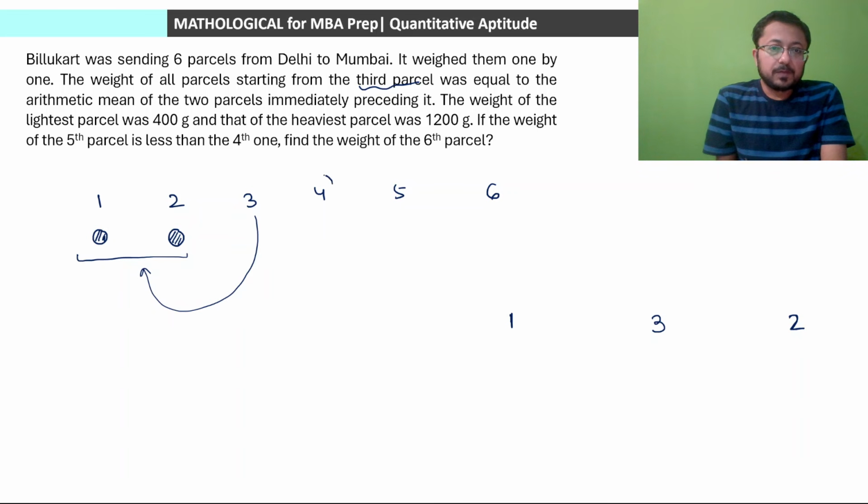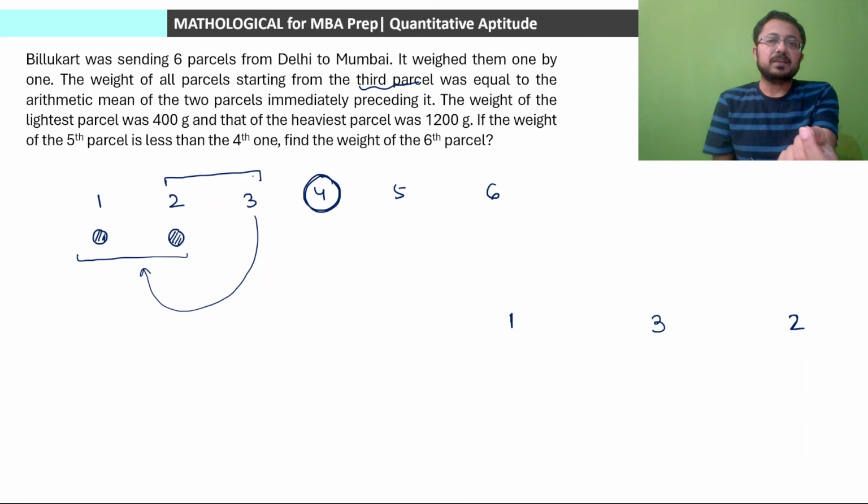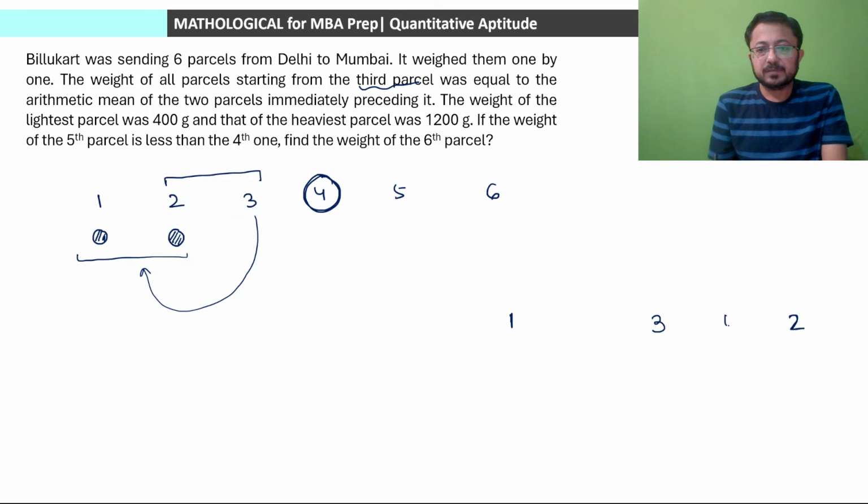Similarly, now when we are talking about the fourth parcel, weight of the fourth parcel will be arithmetic mean of second and third, and weight of the fourth parcel will be between the weight number 2 and weight number 3, somewhere here. Similarly, weight of the fifth parcel will be between weight of 3 and 4, because that is average of 3 and 4. So weight of the fifth parcel will be between 3 and 4. Similarly, for the sixth parcel, weight of the sixth parcel will be average of 4 and 5, and between 4 and 5.